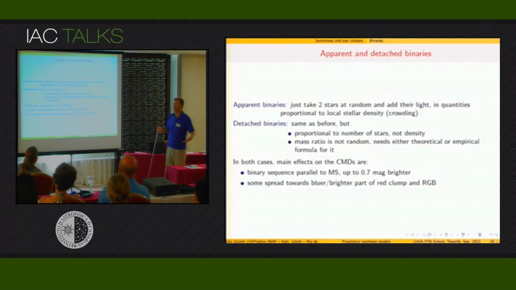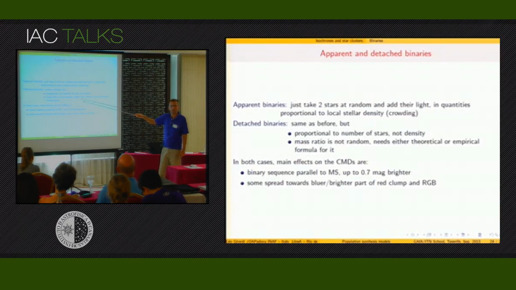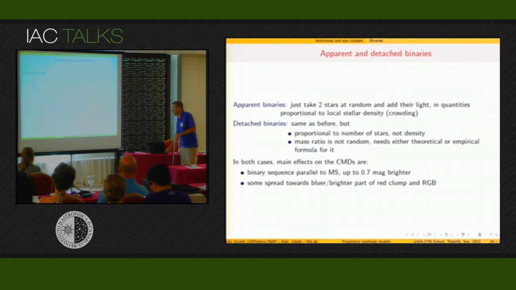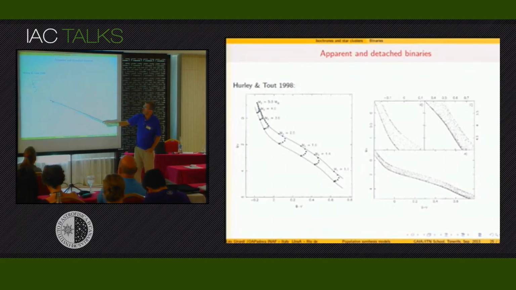We can find a few empirical ones, but I think there is nothing like an IMF or a universal mass ratio distribution for detached binaries. We can adopt a few reasonable prescriptions, but they are not very well justified by observations because it's something that is just starting. Probably after Gaia, you'll have a lot of very good prescriptions for these distributions of mass ratios. Anyway, in both cases, we have a few effects on the color magnitude diagrams of the stars.